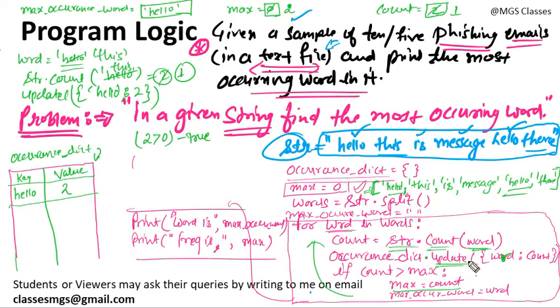Next, the occurrence dictionary will update like this. There it will be this, and here it will be 1. So this colon 1 is not found in the dictionary here, so it will insert this value also. This will be inserted and the value will be 1. We are going to check whether count is greater than max. Count is 1, max is 2. Is 1 greater than 2? No, condition false. So our maximum will be 2 only, and this condition is false, so it will not be executed.